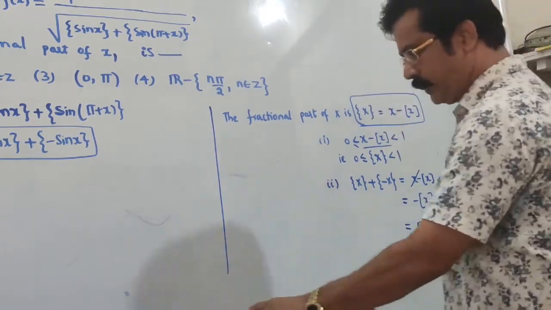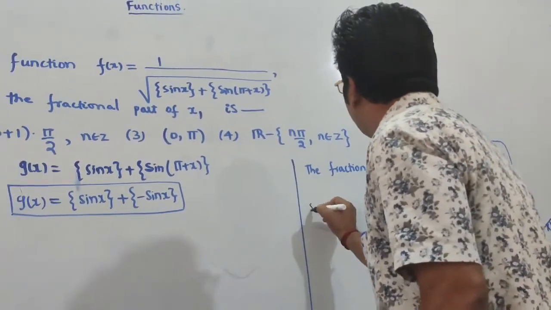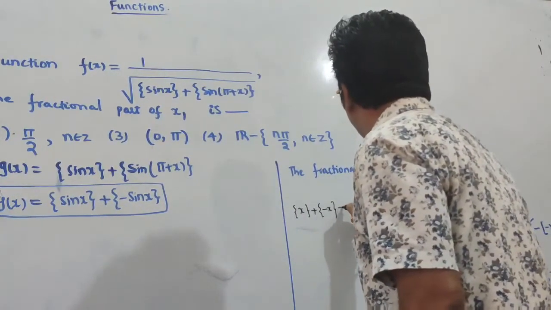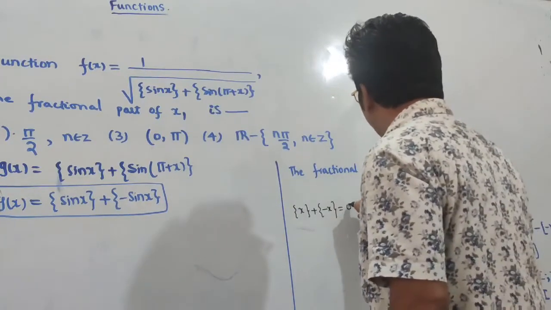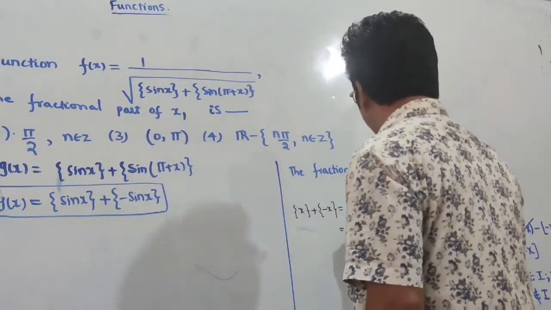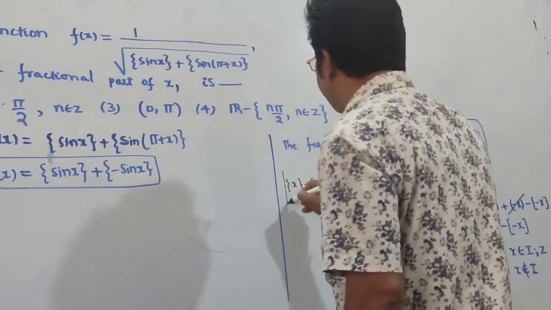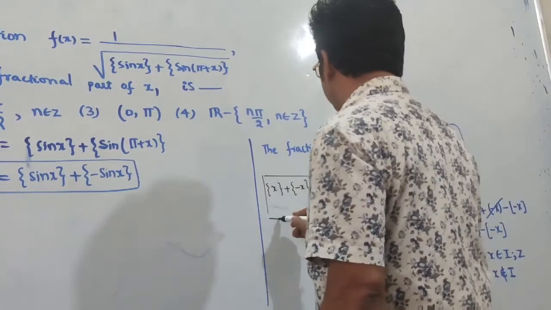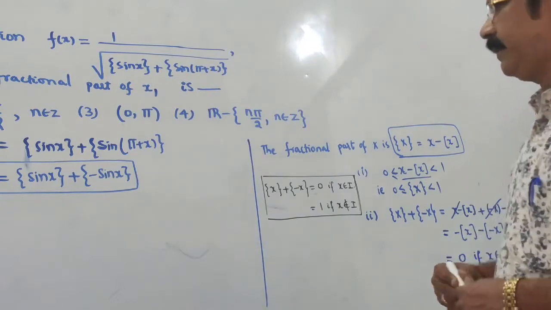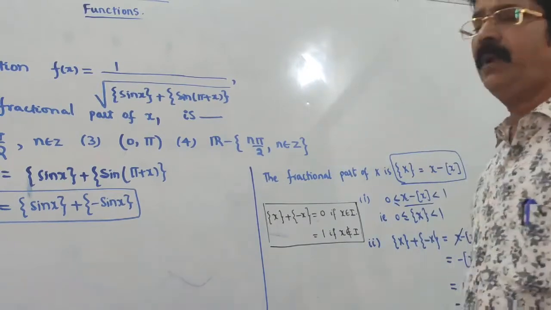So therefore, fractional part of x plus fractional part of minus x value equals 0 if x belongs to integer, and equals 1 if x does not belong to integer. This is the inference, or just a synopsis or explanation, for the fractional part function. Okay, we have to remember this formula. I just said the proof with a beautiful example.